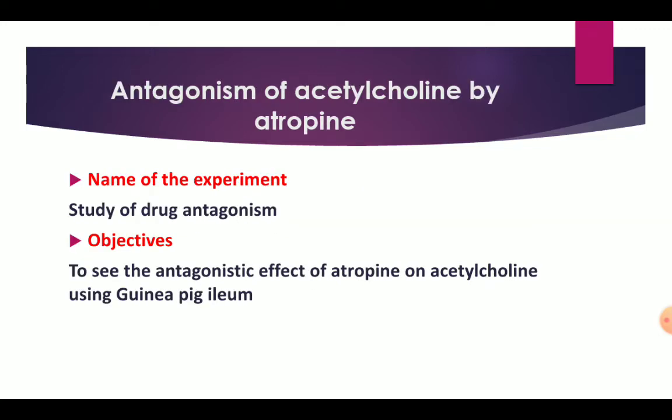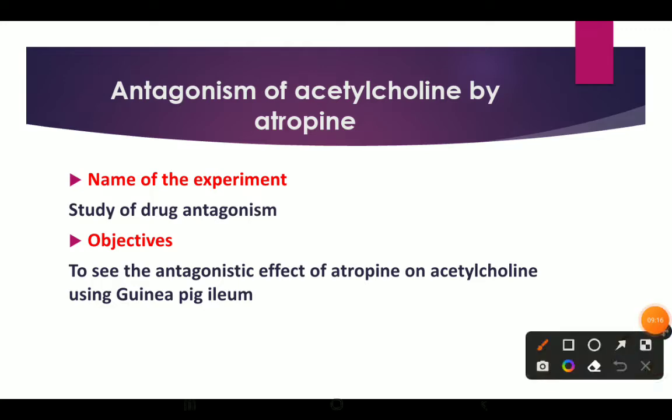Okay, now the next graph, antagonism of acetylcholine by atropine. Same here, you have to write down the name of the experiment, that is study of drug antagonism. The objective, only one objective, that is to see the antagonistic effect of atropine on acetylcholine using guinea pig ileum.